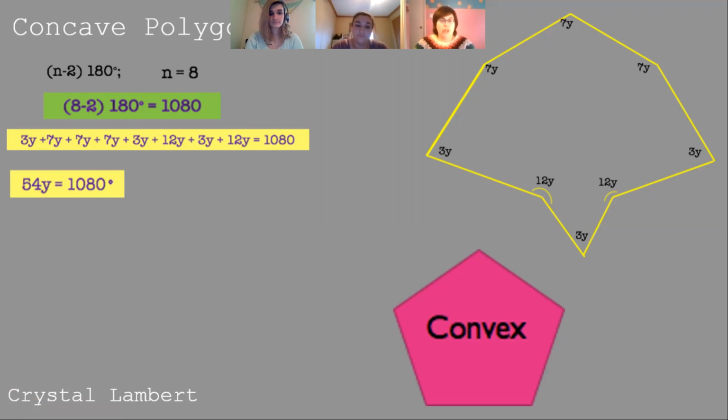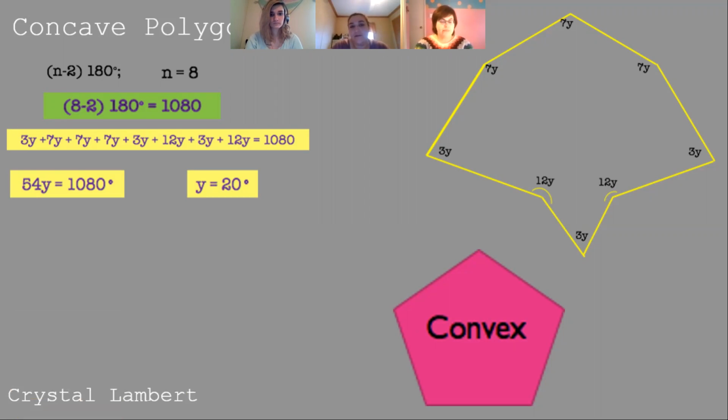Well, what we've learned in previous lessons is we need to get the variable y by itself. So we must divide 54y by 54, and what we do to the left, we must do to the right. So our total is y equals 20 degrees.